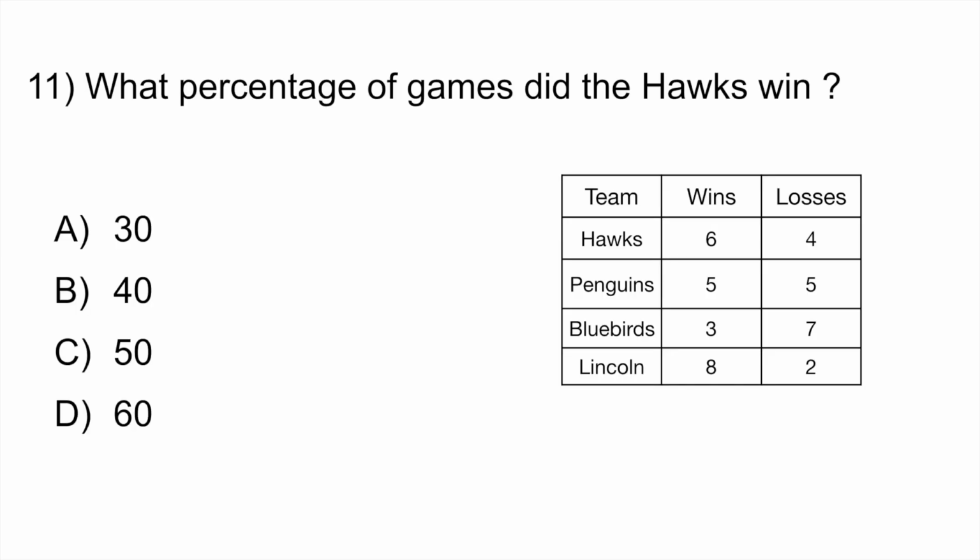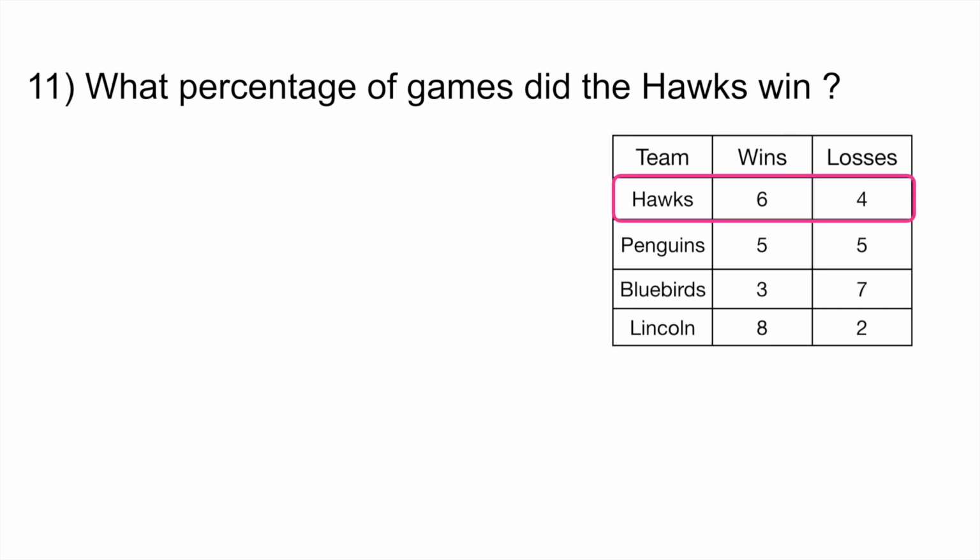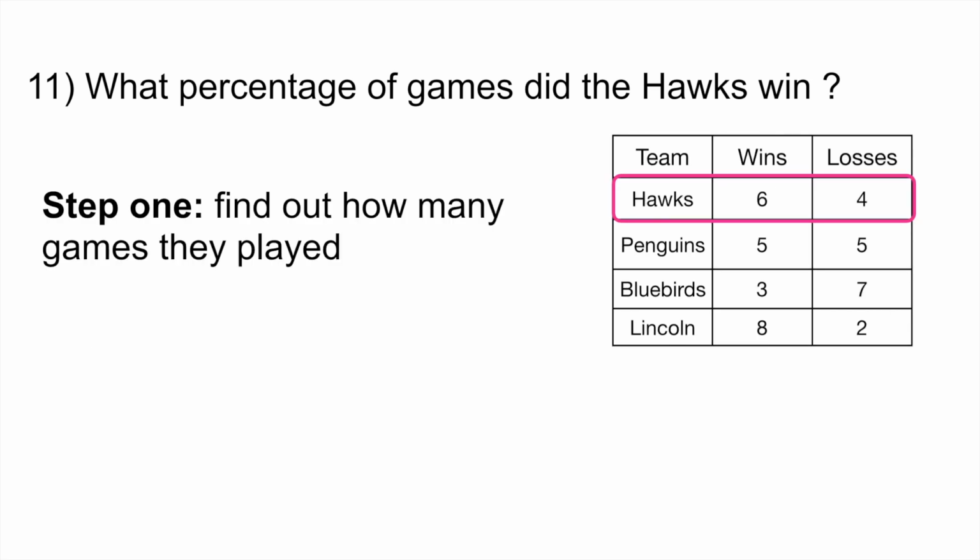The next question is a percentage question. It asks, what percentage of games did the Hawks win? First thing that you have to do is step 1, find out how many games they played. So you would look at your table there on the right, and you can see that they had 6 wins and 4 losses. That means 10 games in total.